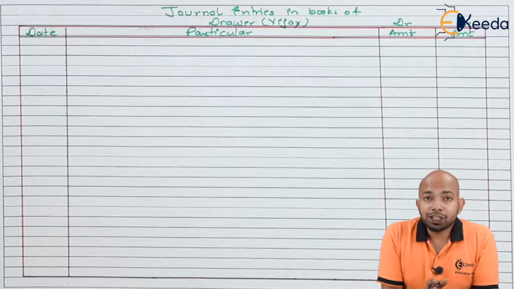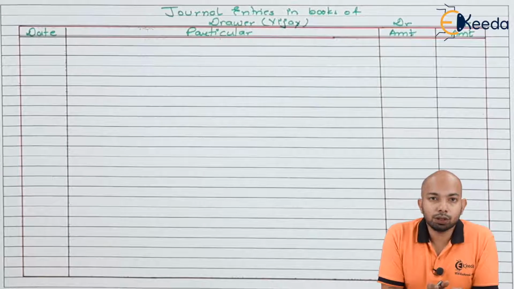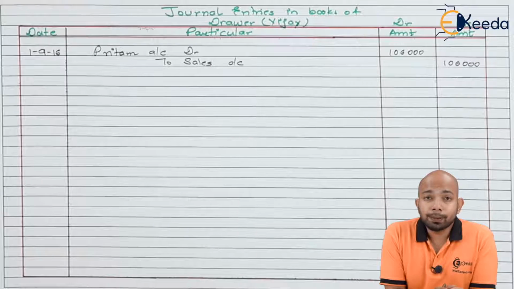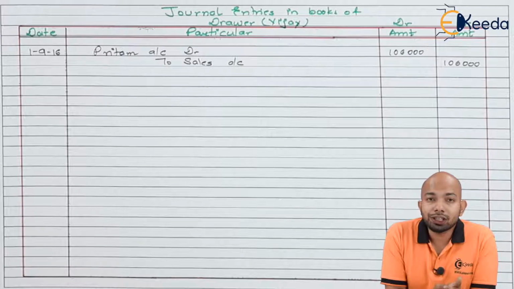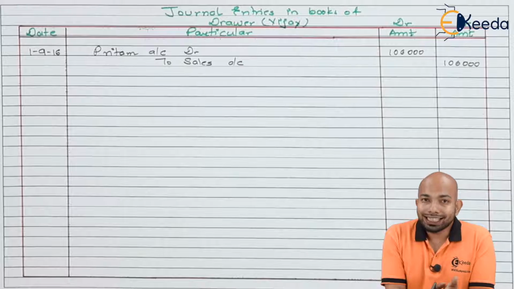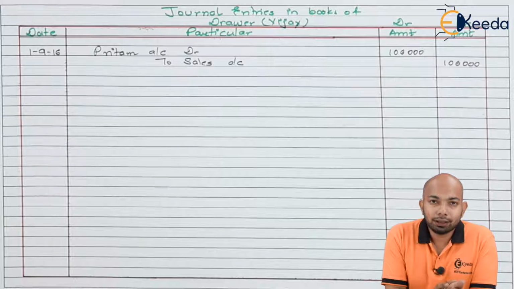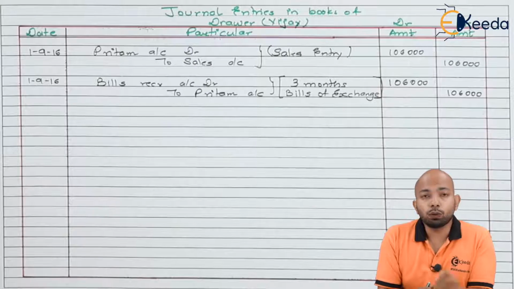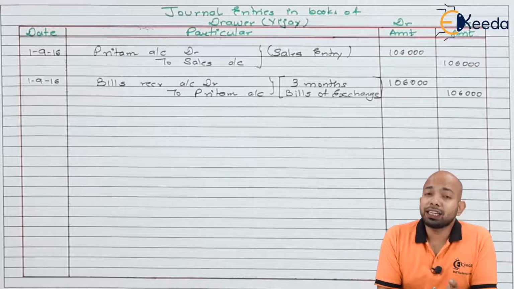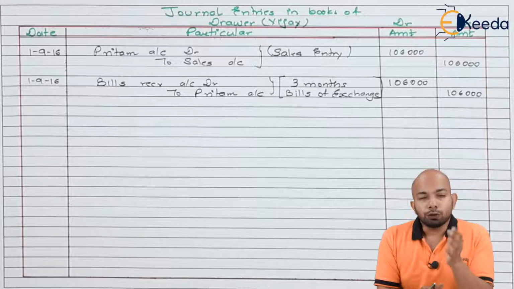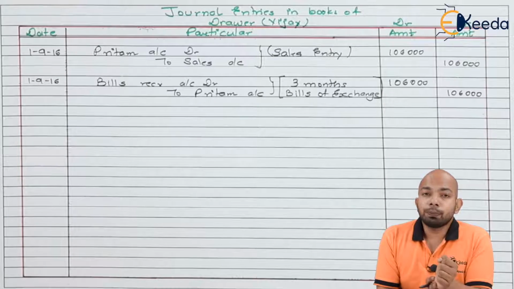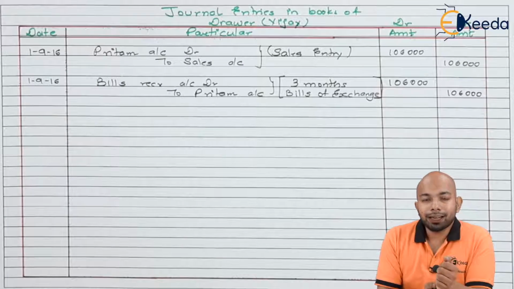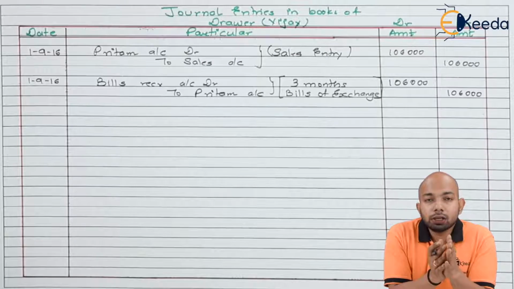Currently, we are mentioning the journal entries in the books of Vijay, who is the drawer. Let's start with the journal entries. The first entry refers to Preetham account debit to sales account, which states that the sale has been done. This is the sales entry. The second entry will be on the same day because Preetham accepted it on the same day. So on 1st of September, the 3 months bill was accepted, and the entry is bills receivable account debit to Preetham account.